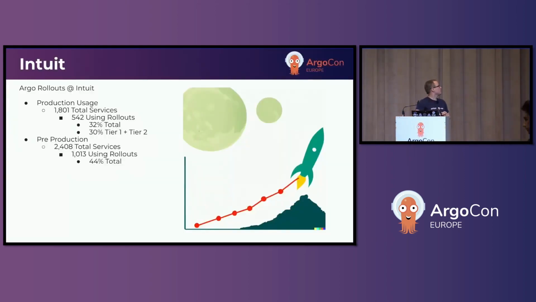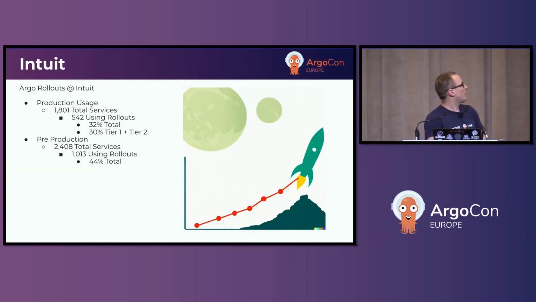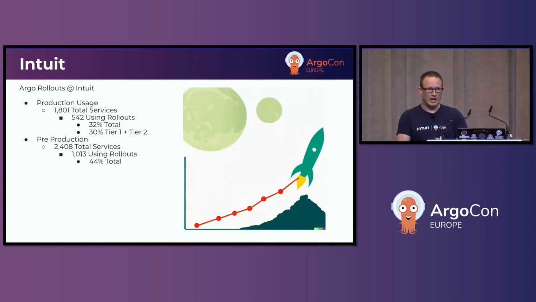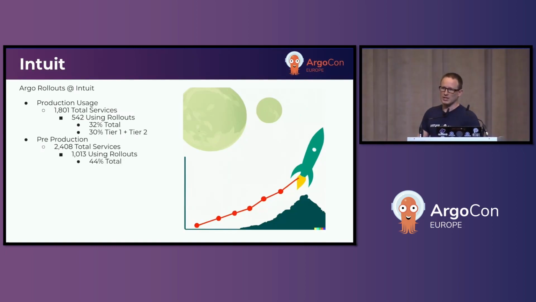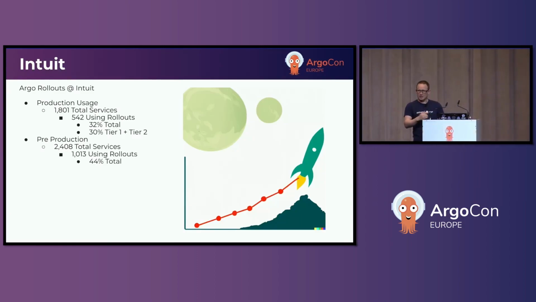But first, I'll give you just a little bit of insight into Argo Rollouts' usage within Intuit. Currently, we have around 1,800 total services at Intuit in production, and of those, 542 are currently using rollouts with analysis, templates, and canary strategy. We have what we call tier 1 and tier 2 services. Those are our highly visible services, and a total of 30% of those have been converted over to Argo Rollouts as well. And if you were in Katie's last talk, we're basically striving to get that to as close to 100% as we can.